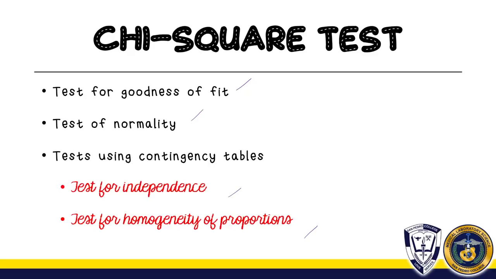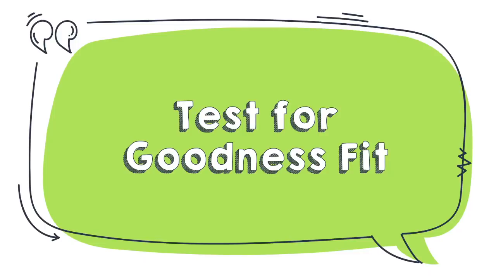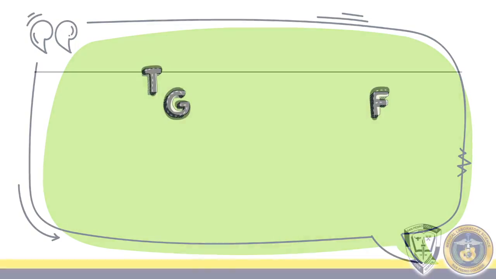The tricky part in the chi-square test is for you to understand your data and look at what is being asked. But as long as you have your keywords there, like, for example, does this fit, or is there an independence, that is already your keyword. That is one way for you to know what type of chi-square you need to use. Okay? So let us start with your test for goodness of fit.